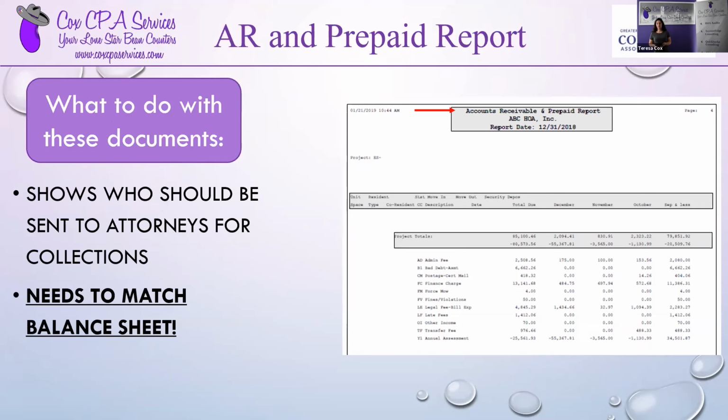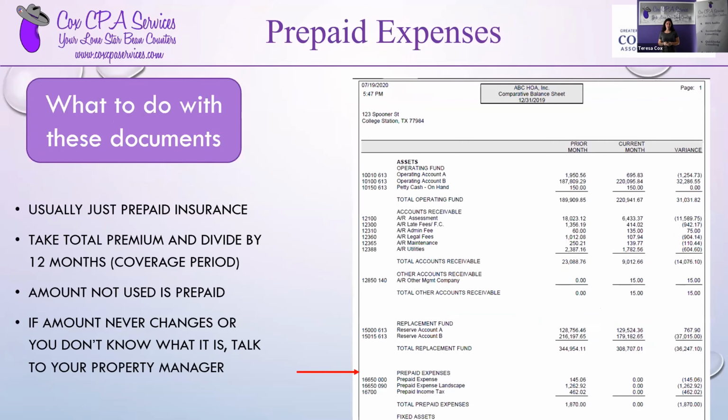And the important thing is that these balances really, really need to match the balance sheet. This is a very common place to park suspicious items and fraudulent items. So this is an important report to check and make sure that those balances are agreeing to the balance sheet.